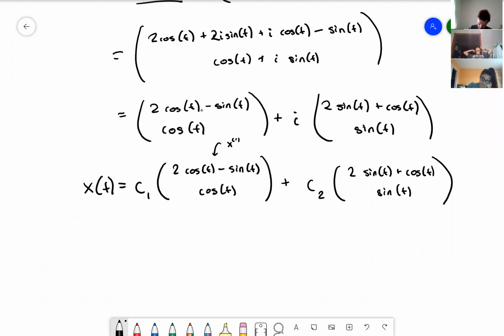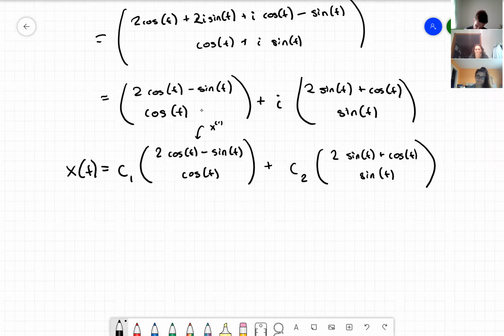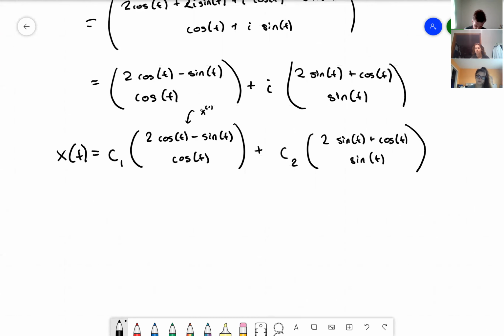So of course we can recover x hat by subbing in 1 for C1 and i for C2. Anyway, there's our solution. And we turn this into an initial value problem by tacking on an initial value. X of 0 is equal to (0, 0).